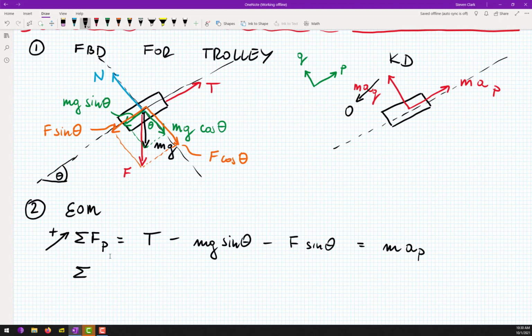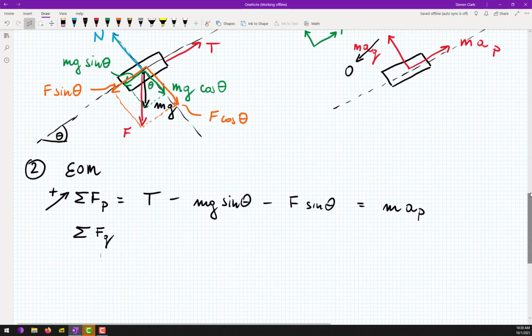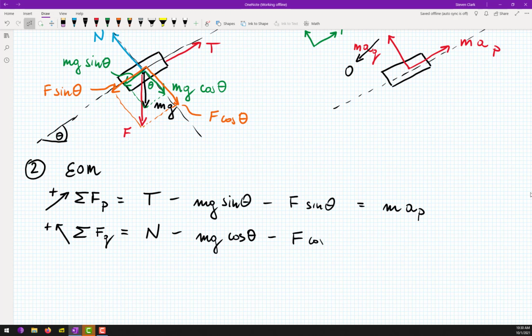And now forces in the q direction. I believe that the positive direction was in this way, in this direction. So in there we have N, the blue vector, and we have two negative terms here: mg cosine theta and minus F cosine theta. This is equal to m a_q. But Scott told us a very important thing, that this is 0. So we can just write 0 in here.